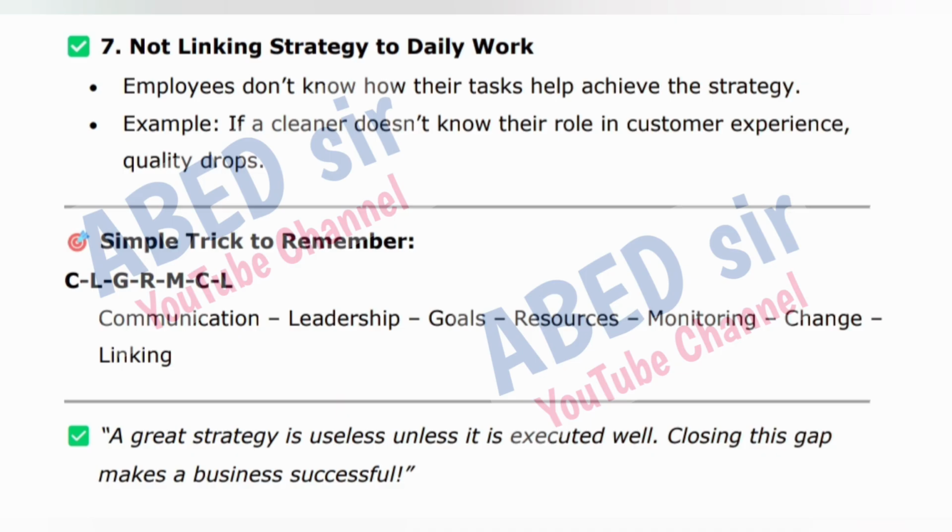7. Not linking strategy to daily work. Employees don't know how their tasks help achieve the strategy. Example, if a cleaner doesn't know their role in customer experience, quality drops. Simple trick to remember. CLGRMCL. Communication, leadership, goals, resources, monitoring, change, linking. A great strategy is useless unless it is executed well. Closing this gap makes a business successful.